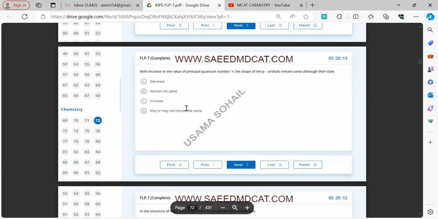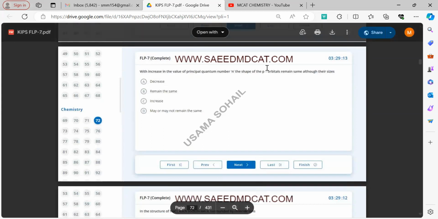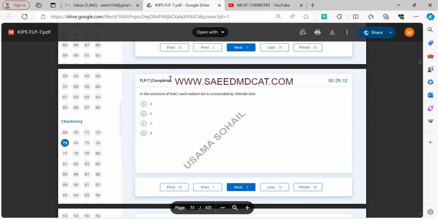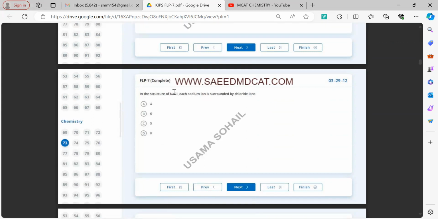Now in question 72, as the shape of the p orbitals increases, their size also increases. In sodium chloride, each sodium ion is surrounded by 6 chloride ions.